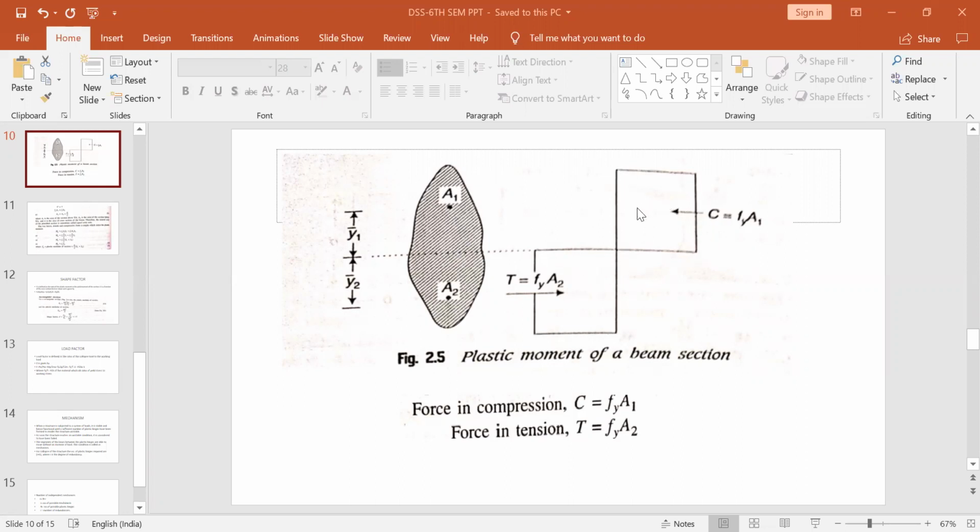So the area above this axis is A1 and the area below this axis is A2. Now suppose this is the centroid of the upper area. What is the distance of the centroid from this axis? It is y1 bar. And the centroid of the bottom area from this axis is y2 bar. Now since this is a stress diagram, the upper portion will be under compression. You know all these things. You have studied in strength of materials for beam section.